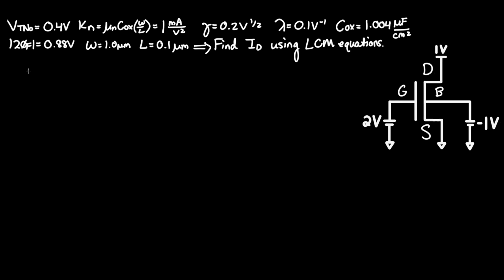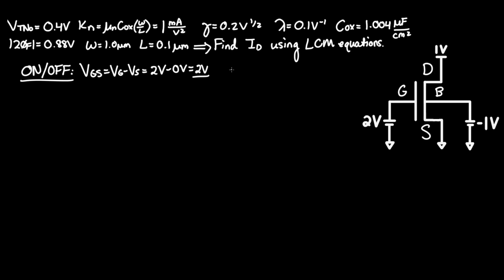Knowing this, we first need to see whether the device is on or off. If it's on, VGS is greater than VTN, which is not VTNO. First, let's find VGS, which equals VG minus VS. And we can see that the voltage here is 2 volts at the G node, minus the voltage at the S node, which you can see is ground, which is 0 volts. The difference between these two potentials is 2 volts.